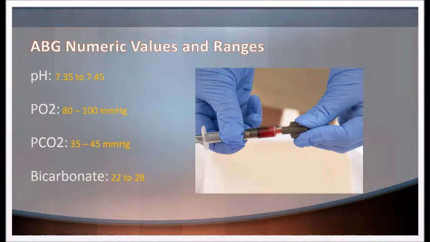Here are some numbers that are very useful to remember, and these ones I do stress that you get very familiar with. So again, normal pH in blood is 7.35 to 7.45. The partial pressure of oxygen, denoted here as PO2, has a normal range between 80 to 100 millimeters of mercury.